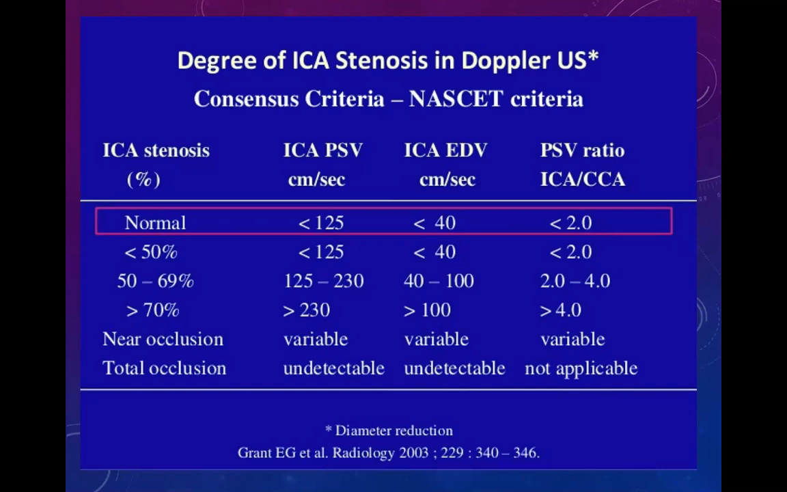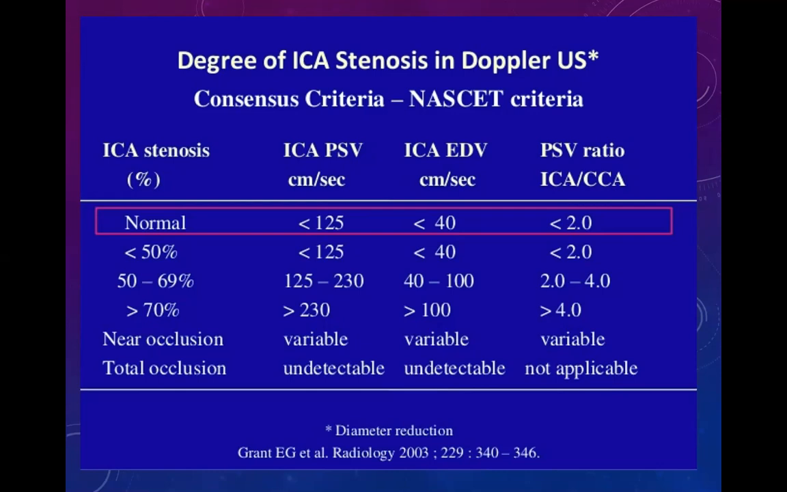So here we can see this correlates with the lower limb artery stenosis also. The same figure was shown during the discussion of duplex of the lower limb artery, isn't it? Yes, sir. So the PSV ratio is always less than 2, 2 to 4, more than 4. That remains standard for the stenosis, for the carotids and the lower limb also.